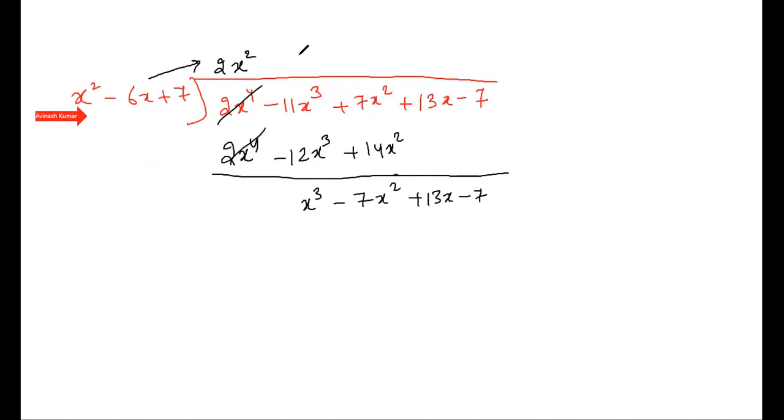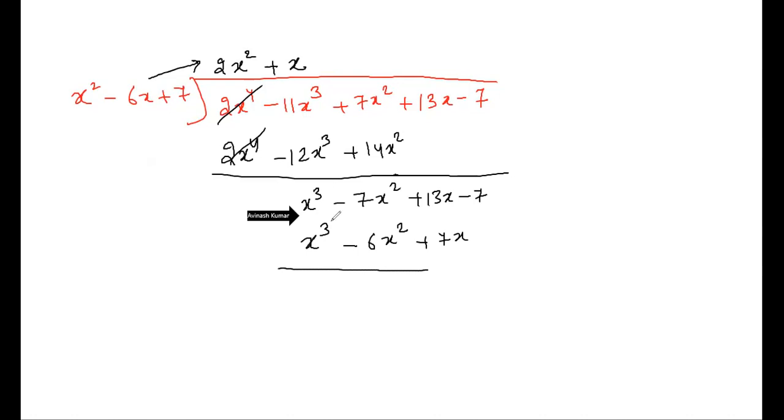Now we have x cube here, and here is x square. So by which number I need to multiply? Sir, we will multiply by plus x. So you can see here it will become x cube minus 6x square and plus 7x, correct? So this cancels, and this becomes minus x square, and this becomes here plus 6x minus 7.